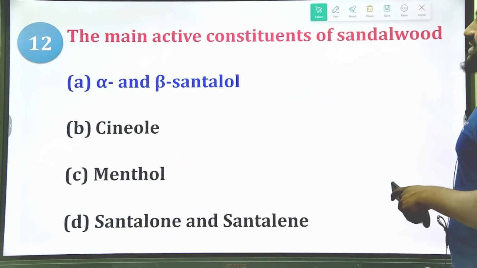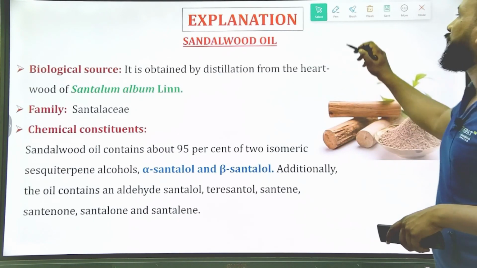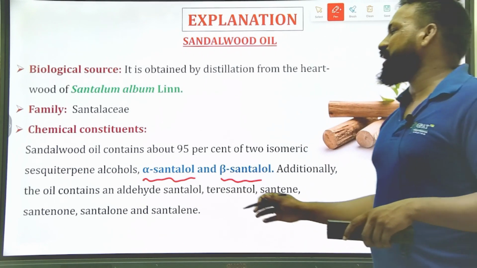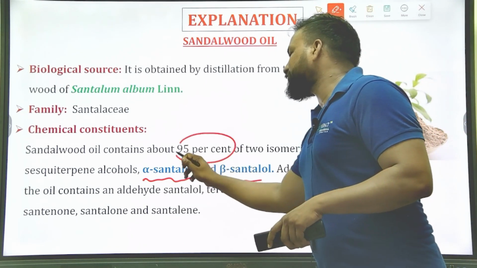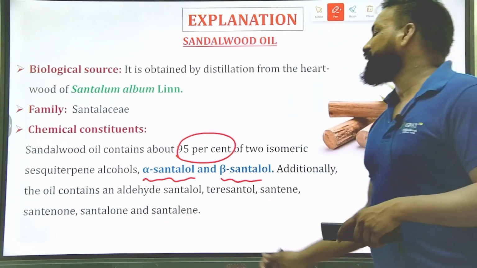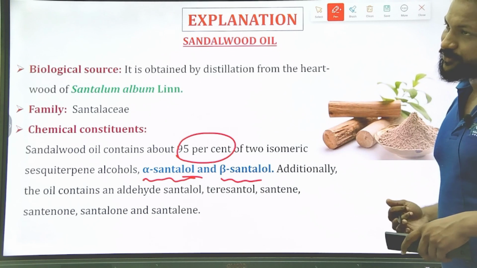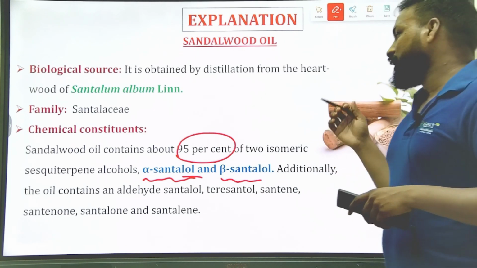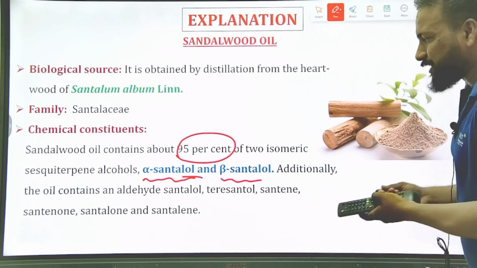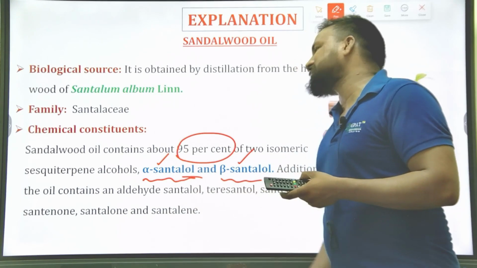Option A is correct. Alpha and beta santalol are the main active constituents in sandalwood. They account for about 95% and are two isomeric sesquiterpene alcohols, alpha santalol and beta santalol. Apart from that, there are several types of oils and alcohols, like teresantalol, santene, santenone, santalone and santalene. But the major active constituents are alpha and beta santalol.